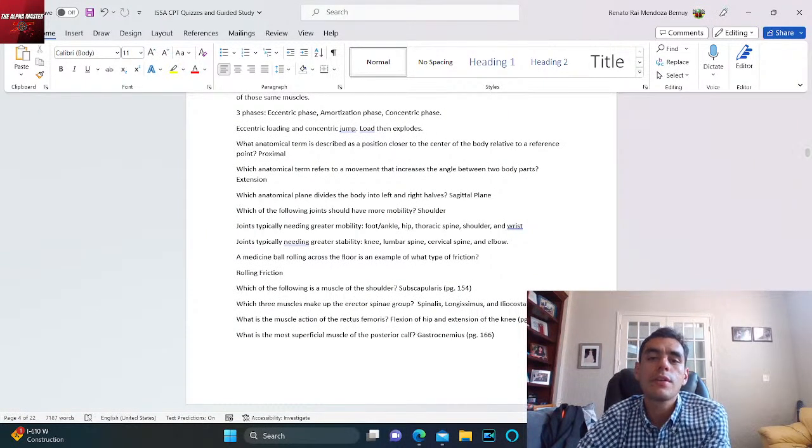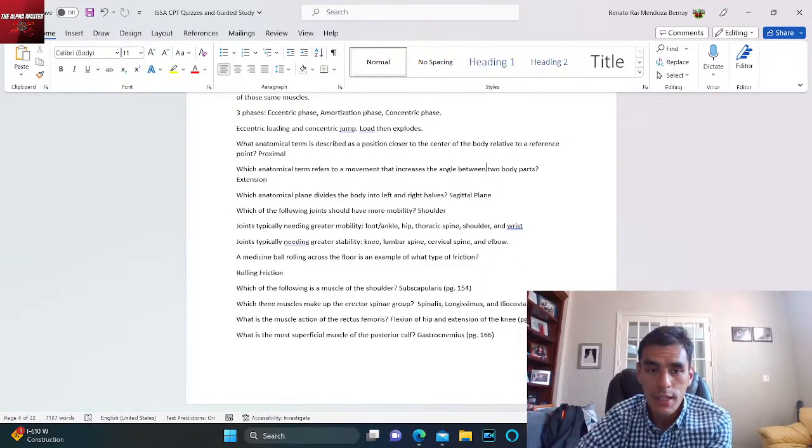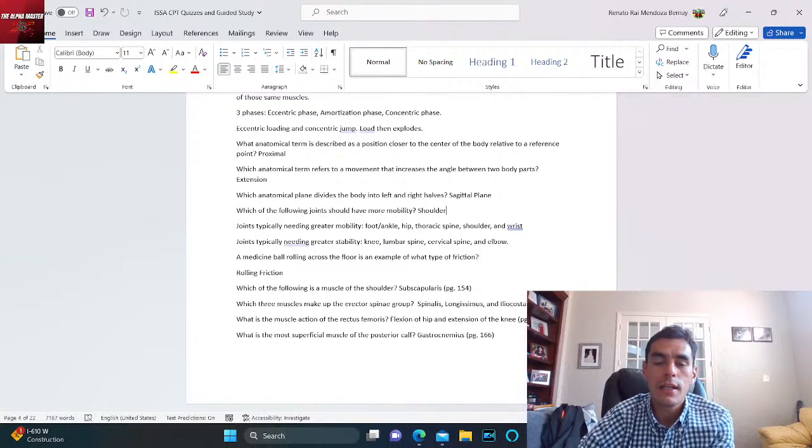The anatomical location that describes a position closer to the center of the body relative to a reference point is proximal. The anatomical term that refers to the movement that increases the angle between two body parts is going to be extension. The anatomical plane that divides the body into left and right halves is going to be the sagittal plane. The joint that should have more mobility is going to be the shoulder.